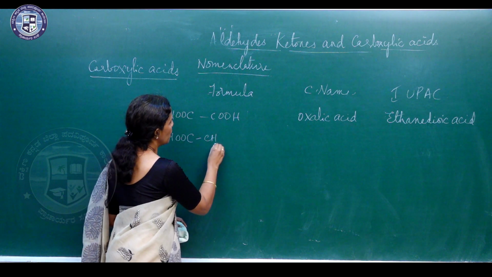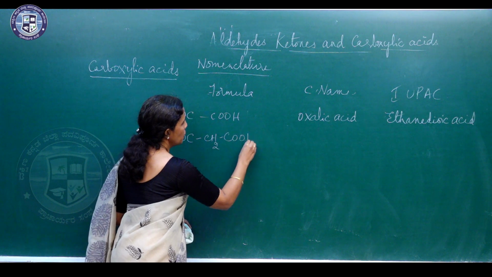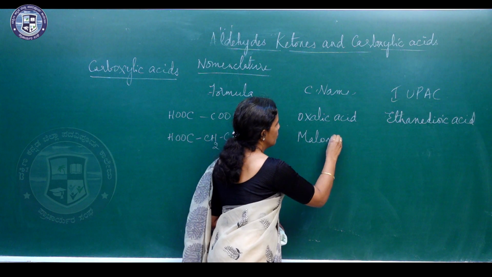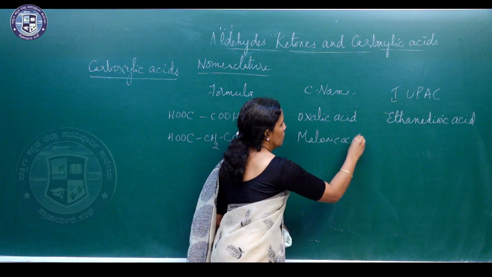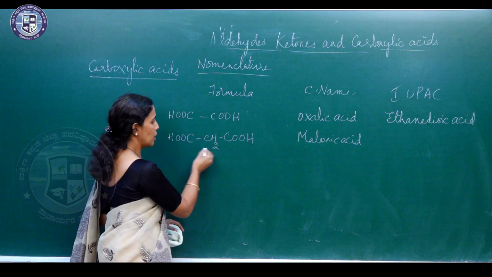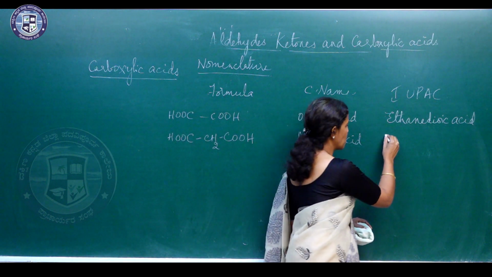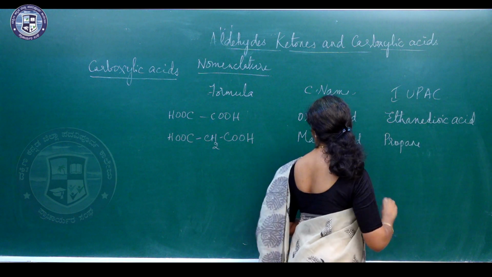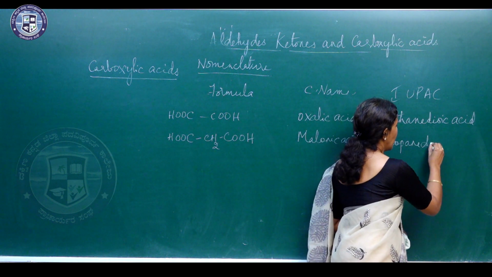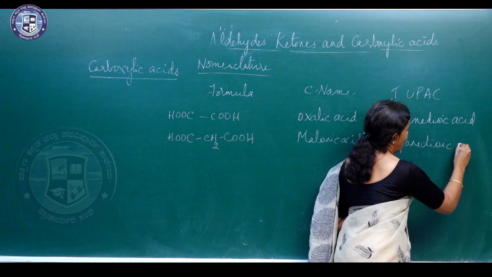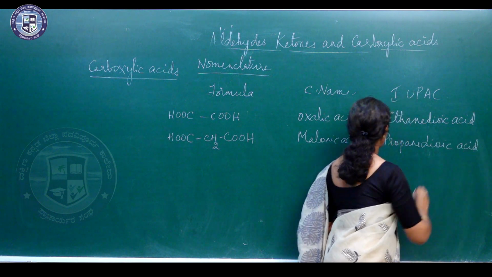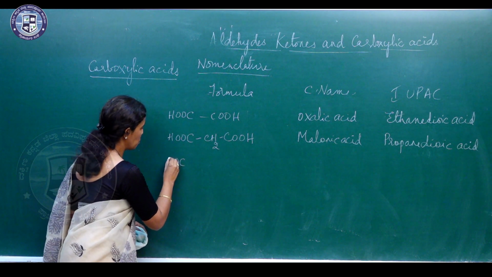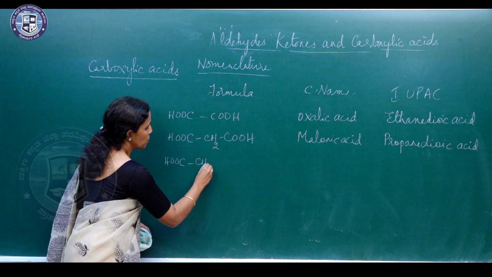So, the next member is COOH. We will introduce the CH2 group here, COOH. So, this is called as malonic acid. Malonic acid. So, now there are 3 carbon atoms. So, then it has to begin with propane. Again there are 2 carboxylic groups in it. So, it is propane dioic acid.